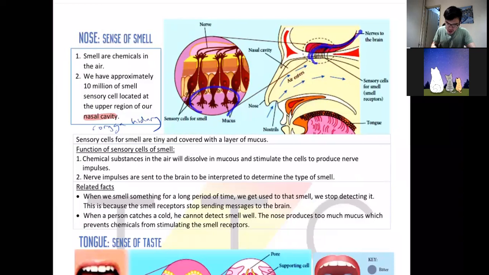All right, and your smell receptor looks like this, and it's very close to the, okay, there's a nerve to the brain as usual. Your eye has a nerve to the brain, your ear has a nerve to the brain, your nose has a nerve to the brain as well.